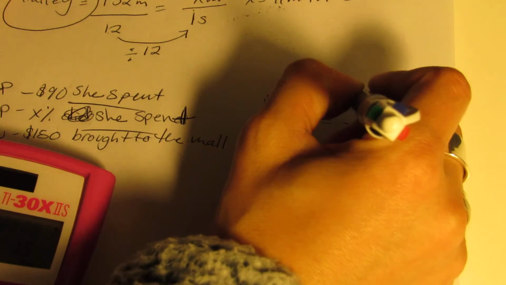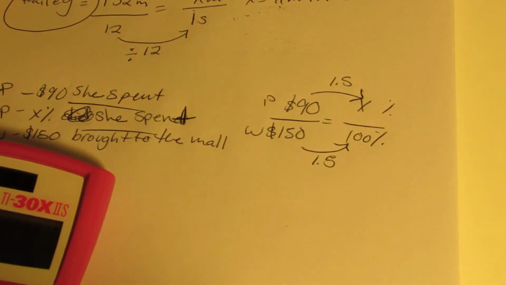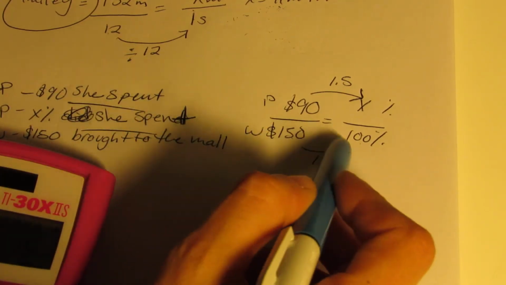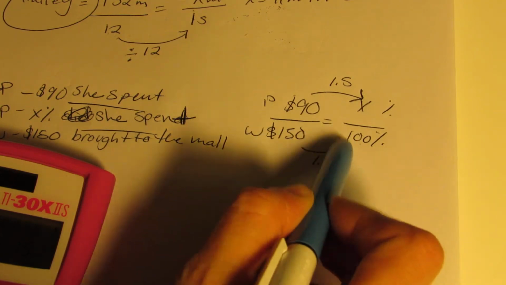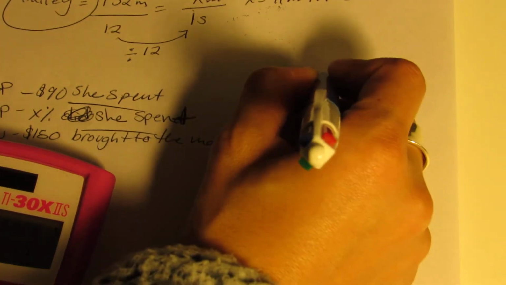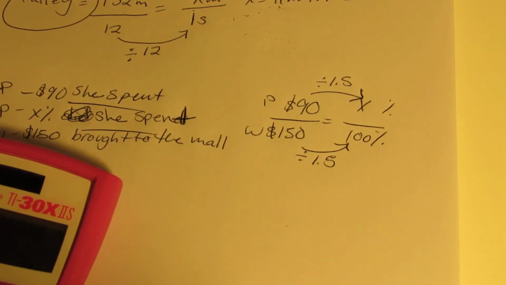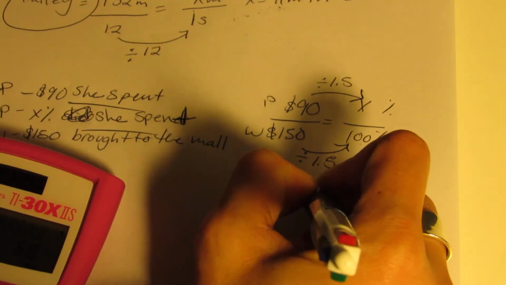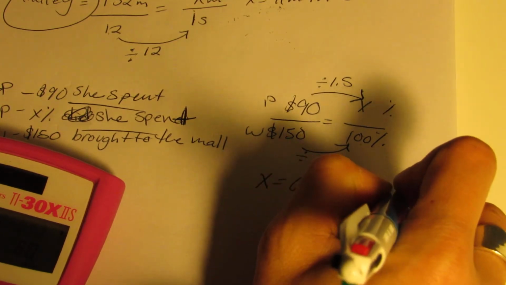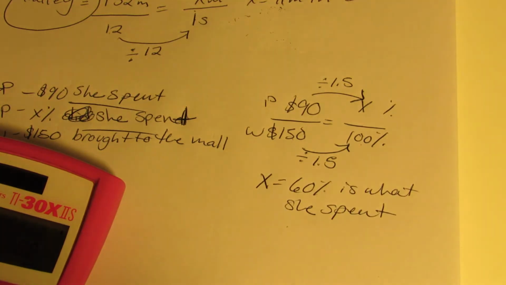So I'm going toward the X always, because that's what I'm trying to solve. So that means I'm going to draw my arrow toward 100. Now if I look at the numbers that I have down here, if I'm going toward 100 from 150, that means I'm going to a smaller number. So that means I need to divide on the bottom and on the top. So numerator and denominator. So if I do 90 divided by 1.5, I get X is equal to 60%. That is what she spent of her original amount of $150.